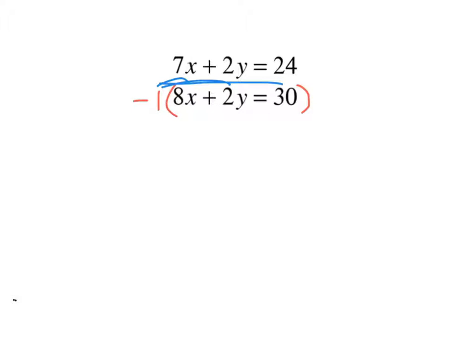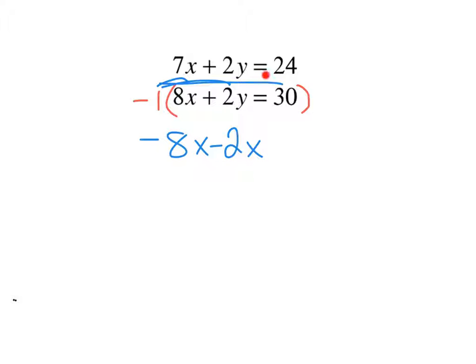So negative 1 times 8x is going to be negative 8x. Negative 1 times 2 is going to be negative 2x.